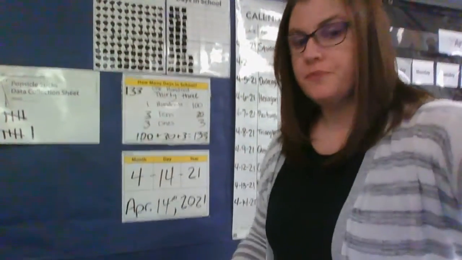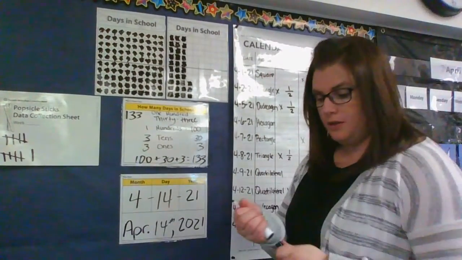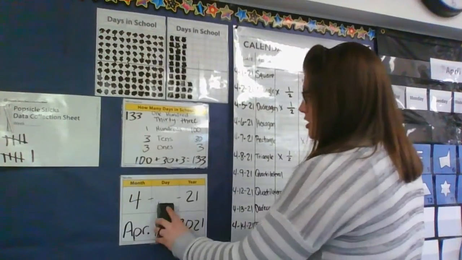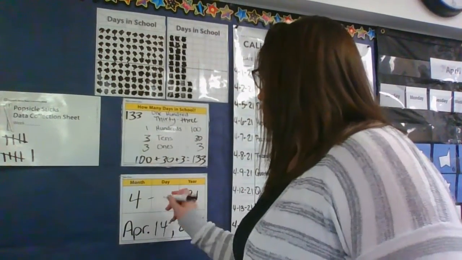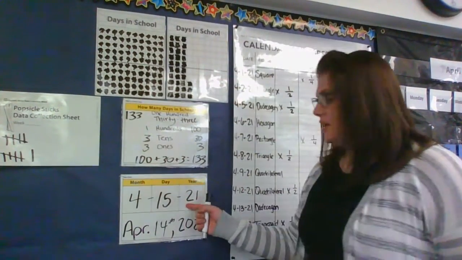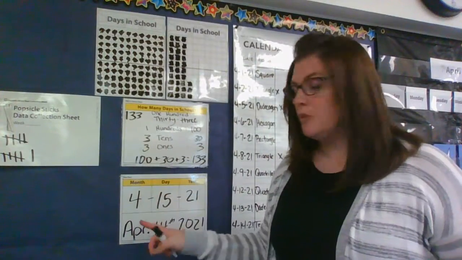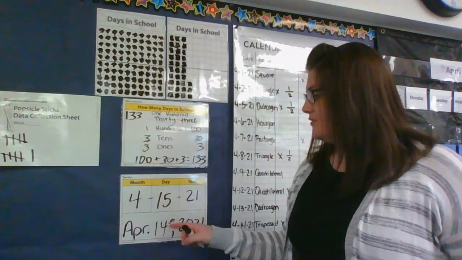So let's go update our date card. All right. Oops. Sorry for the wiggles. So we're going to leave that 4 right where it is for the month. We are going to change the day to the 15th. And we're going to leave that year as 21. So everything we write the date on today will be 4-15-21.